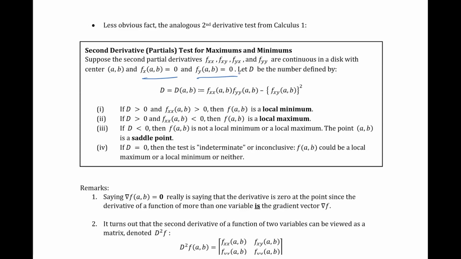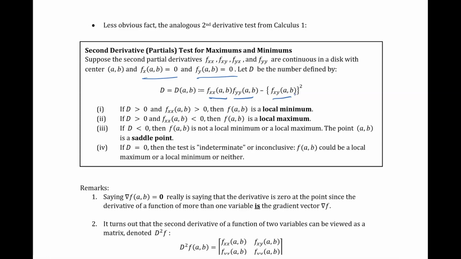So we're going to plug in the ordered pair (a, b) to get a numerical quantity on the right-hand side. So we have to take the double partial with respect to x, multiply it by the double partial with respect to y at (a, b), and subtract off the mixed partial derivative squared. And then the second derivative test tells us the following things.